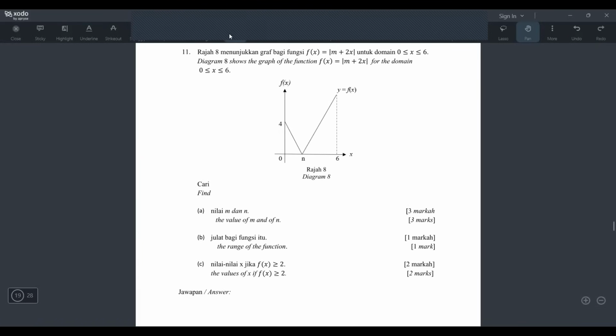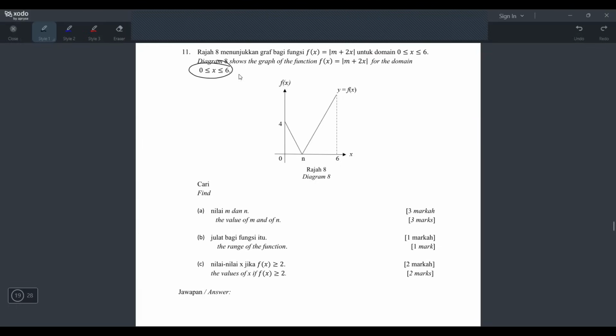All right. Question number 11. Let's read. Diagram 8 shows the graph of function f(x) equals modulus m plus 2x. So when the equation has a modulus, the graph will look like a V shape, because modulus means there will be no graph below the x-axis. That's why it will reflect on the x-axis like this.